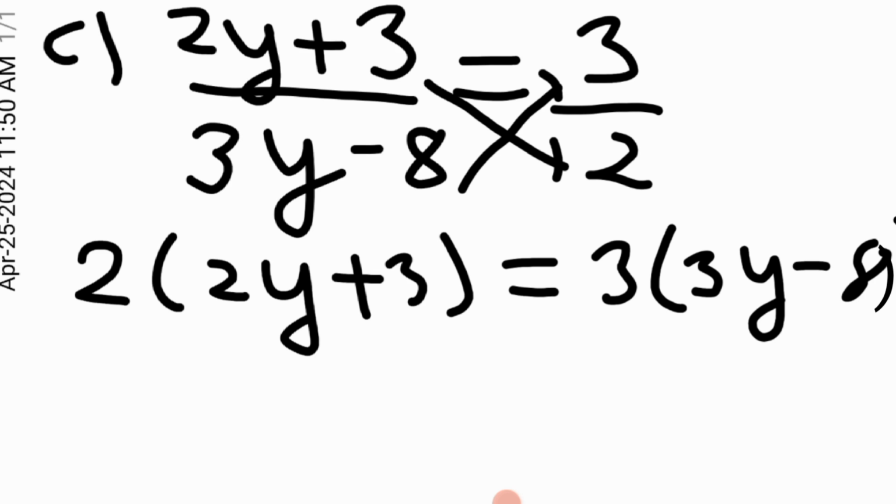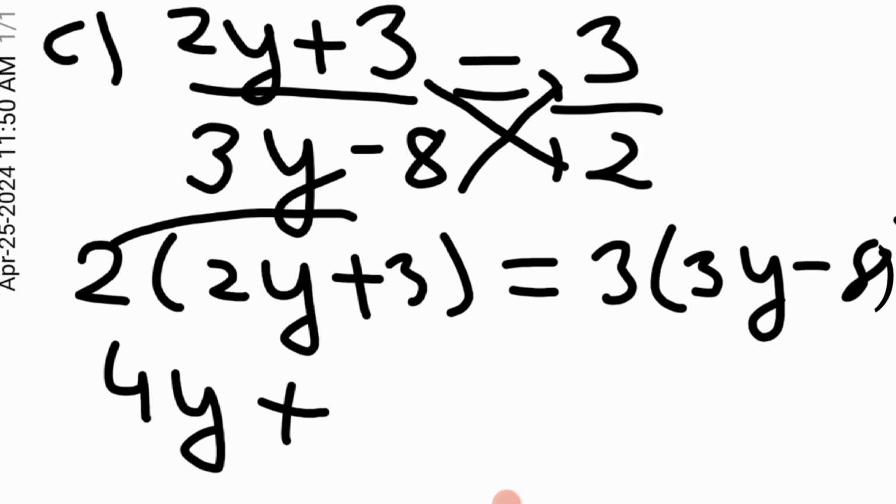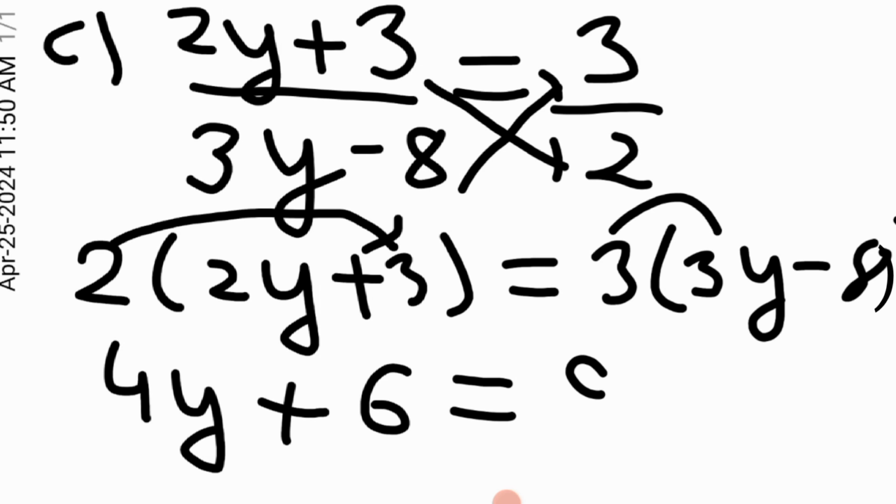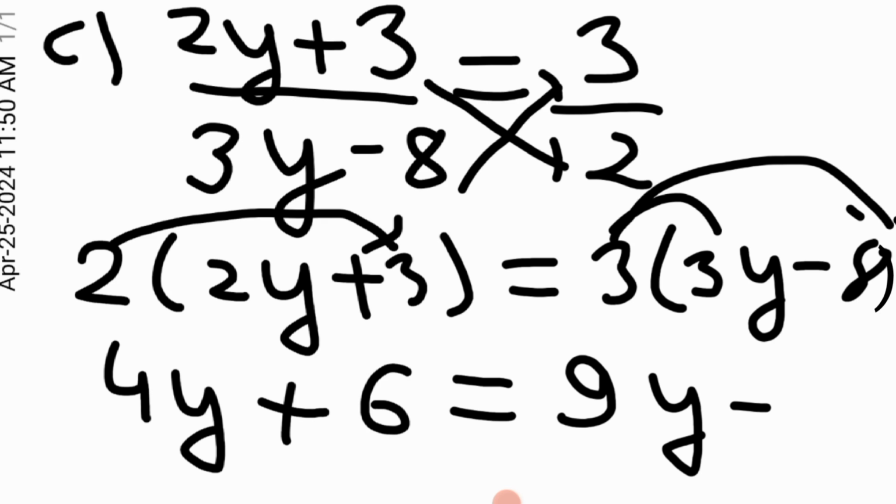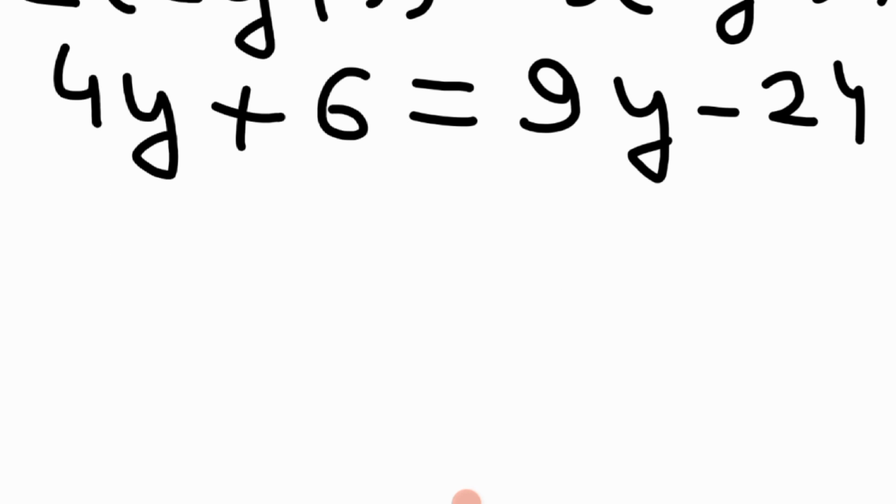On the left hand side, 2 multiply by 2y, what we get? 4y. Now 2 is multiplied to 3, what we get? 6, is equal to, on the right hand side, 3 is multiplied to 3, what we get? 9y. The sign continues, minus sign, because plus minus means minus. Now 3 is again multiplied to 8, what we get? 24. Again we will apply our previous formula, that is making variable terms on one side and constant terms on the other side.